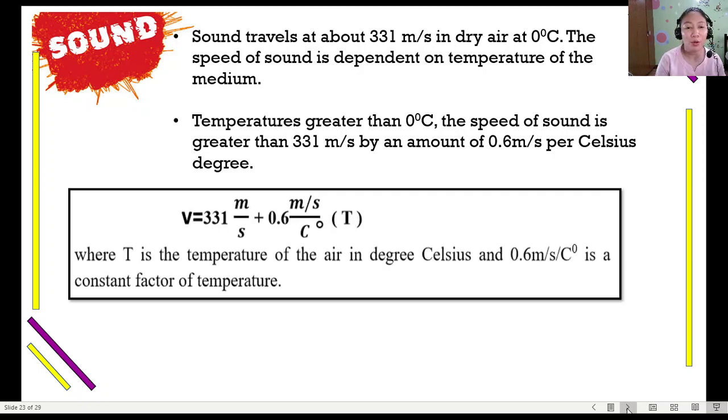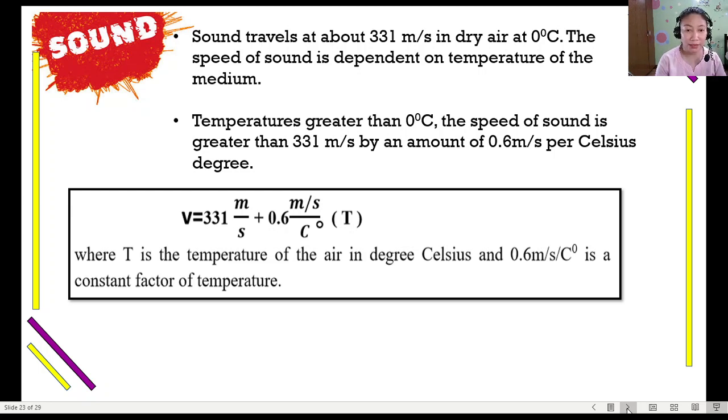So, we now have the formula of V is equal to 331 meter per second plus 0.6 meter per second per Celsius degree. And then, you multiply it by the temperature given. So, mamaya, magkakaroon tayo ng given for that. Where T is the temperature of the air in degrees Celsius and 0.6 meter per second per degree Celsius is a constant factor of temperature.